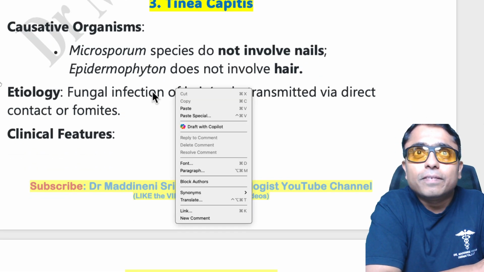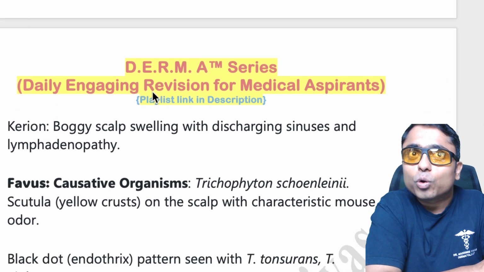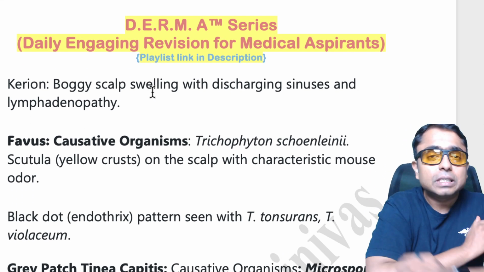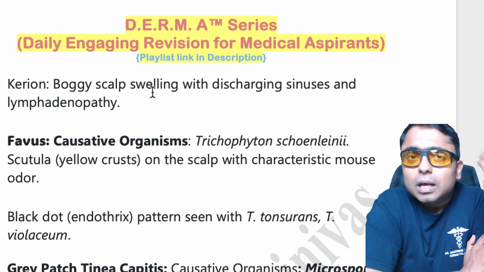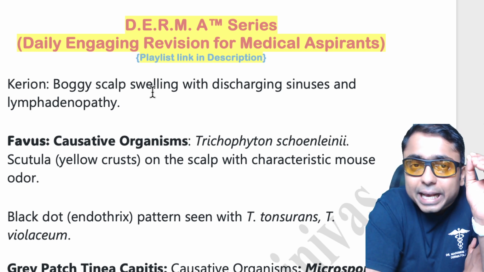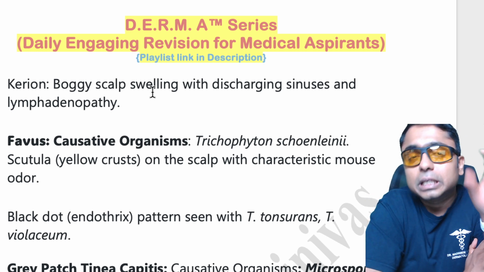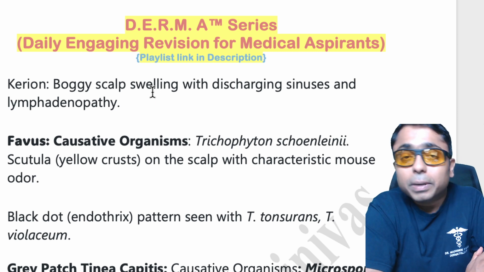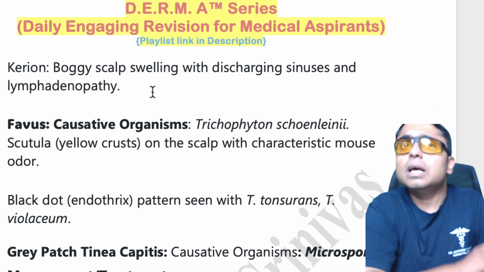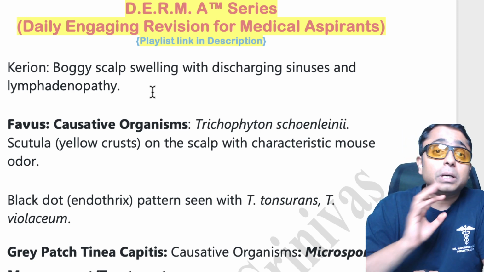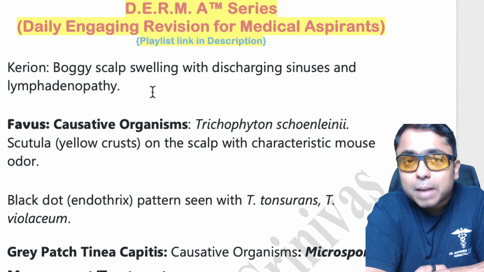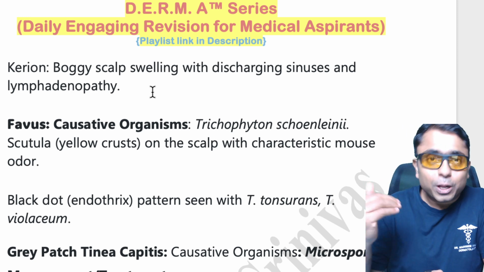Next is clinical features. In the clinical features, like I have told you, there are 4 types. Kerion and favus are associated with scarring alopecia, and they are going to produce permanent hair loss. And remember, Tinea capitis is associated with alopecia, that is hair loss, in all the types, but for favus and kerion, it is permanent hair loss. Kerion, what are the important points you need to remember? Boggy swelling. So these are all buzzwords. Boggy swelling over the scalp, easily pluckable hair, lymphadenopathy.